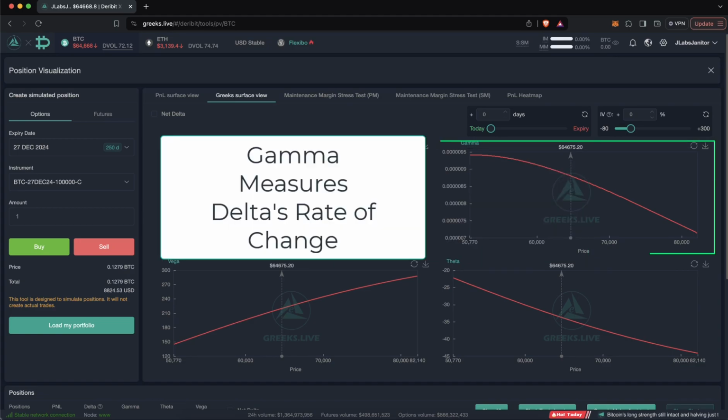Next up, we have gamma. Gamma is the measure of the rate of change in an option's delta in response to changes in the price of the underlying asset. What you'll find here is that as price moves closer and closer to the 100K strike, the gamma value will also increase, especially if volatility follows along with it as the expiration date draws nearer.